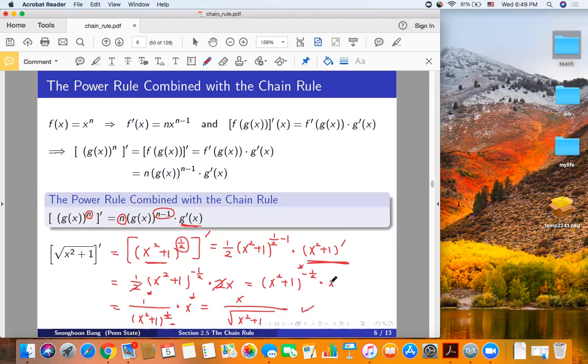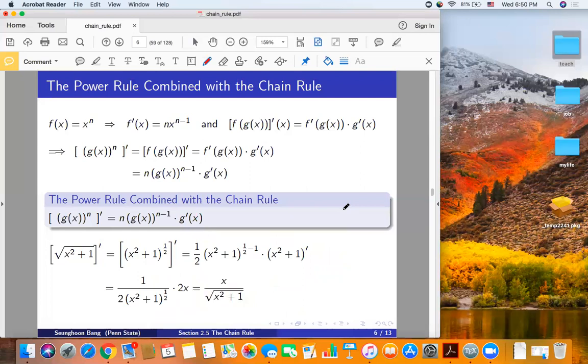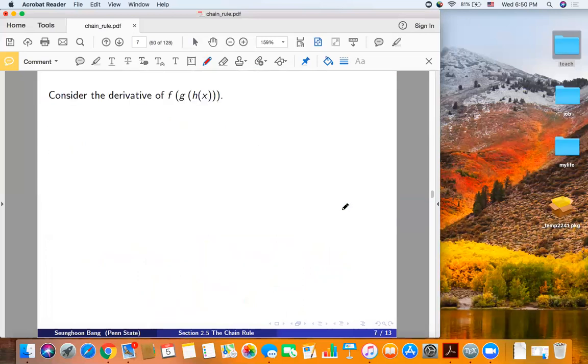By using the power rule combined with the chain rule. Do you understand this kind of rules so far? It's good? Do you understand this kind of thing? Okay. How about some other guys? Kind of? Yeah, don't worry. I will give more examples. So, yep.